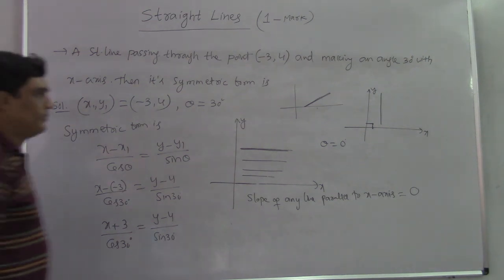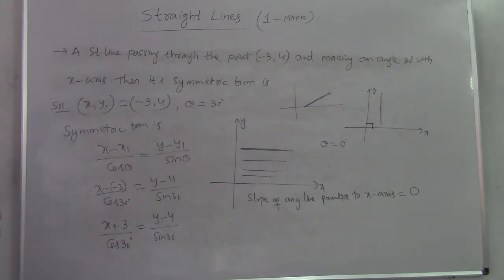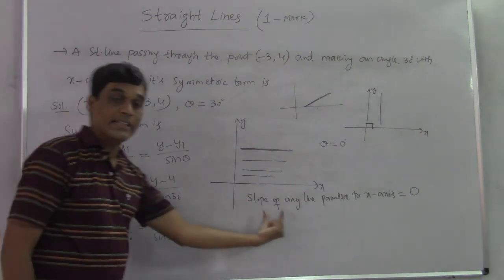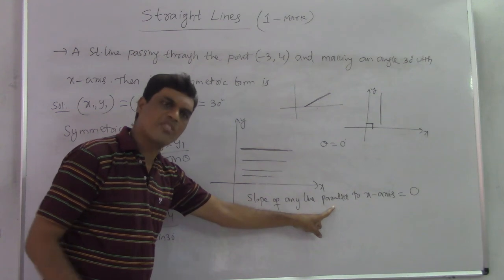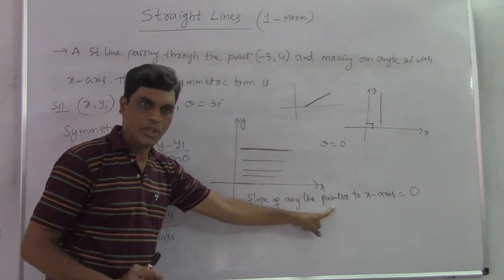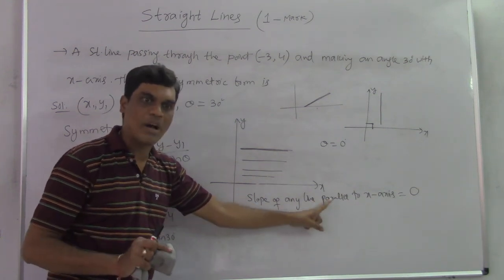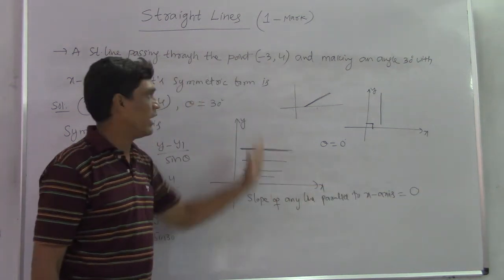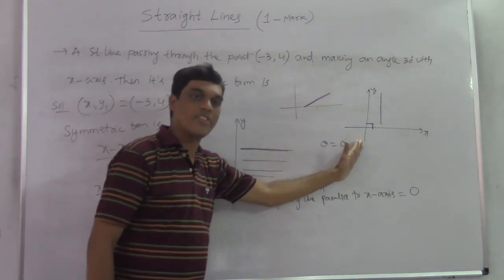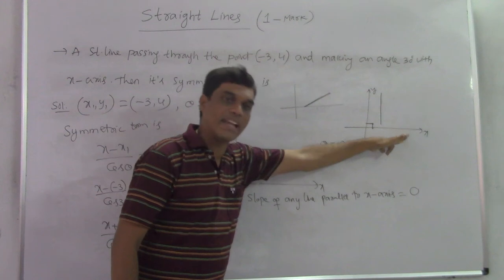Is it clear? Yes, sir. So that's why if you observe here, they will give slope of any line parallel to x-axis or slope of x-axis. Both are the same. Slope of x-axis or slope of any line parallel to x-axis will be 0 only. Similarly, slope of y-axis or slope of any line parallel to y-axis is undefined.